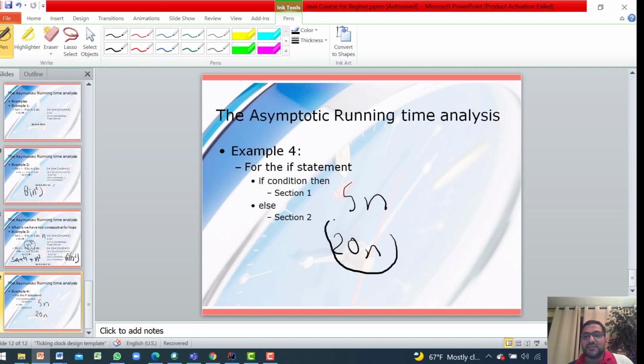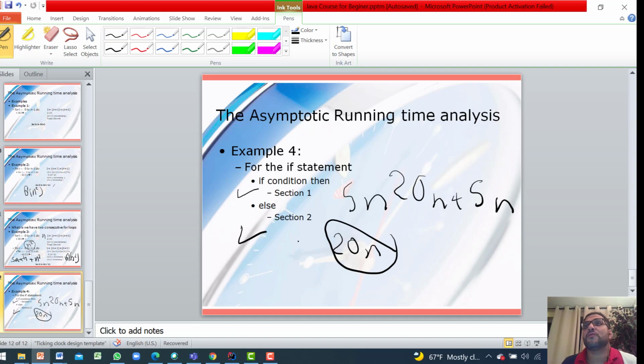So I'm going to use this 20 as the worst case scenario and multiply it by the number of times this if statement runs in the for loop. But I'm not going to say my algorithm is going to be 20n plus 5n, because this is not going to happen. I cannot have if and else together, either if or else. So I'm going to take whichever is the biggest number here or here, and I consider this the worst case scenario for me.